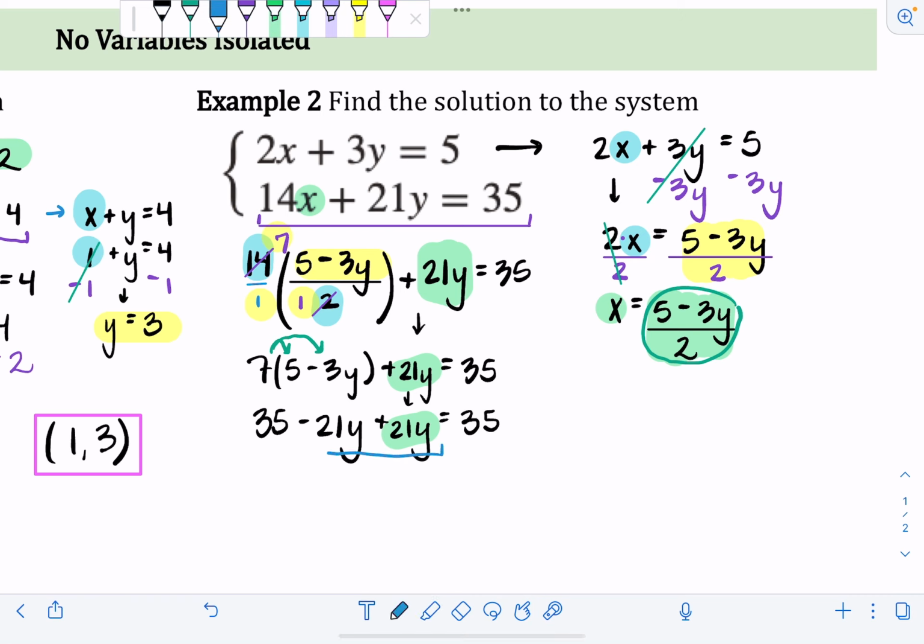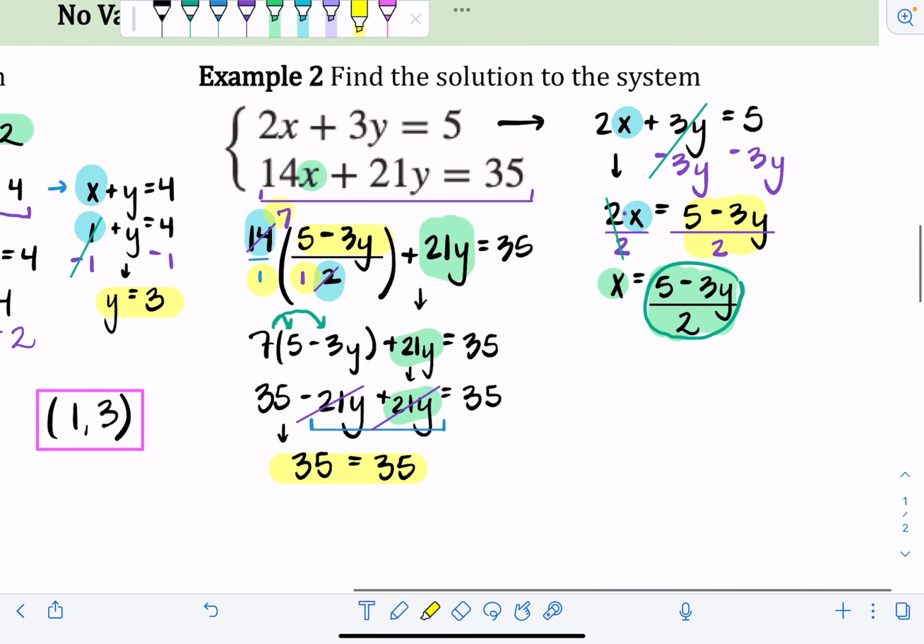Okay, so now we check for like terms. Right here, I have negative 21y plus 21y. If I have two numbers that are the same number but with different signs, when I add them together, I get 0. So negative 21y plus 21y together is just 0. I can even just cross them off. Then I bring down my 35, my equal sign, and my other 35. So my variables are gone again, but this time I have something that actually is true. If it actually is true, that means there are infinitely many solutions.